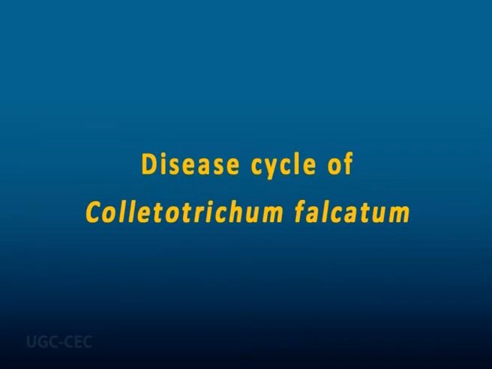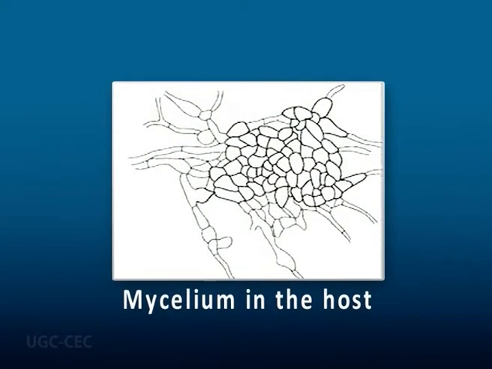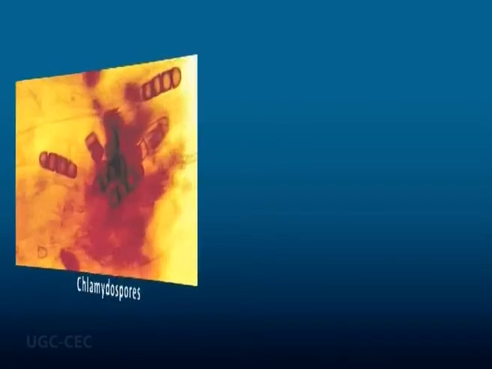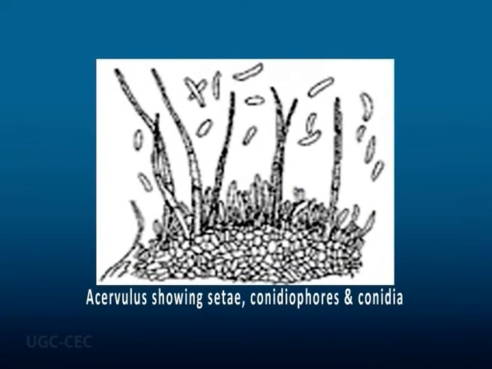Now the disease cycle of Colletotrichum falcatum. After infecting the host, this pathogen spreads rapidly. It forms cylindrical, branched, septate, colorless hyphae. Masses of hyphae can grow both intracellularly as well as intercellularly. Hyphal infection reaches up to the pith and forms chlamydospores in the pith, which permeate into the soil. Hyphal masses also form acervuli.